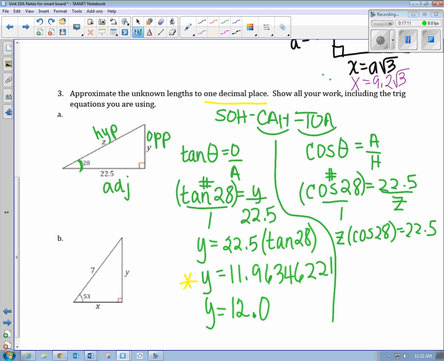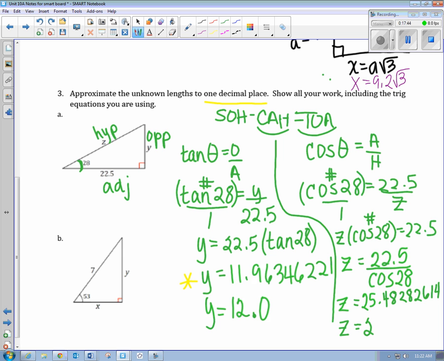I'm going to divide both sides by the cosine of 28. Remember, that's just a number. So this is 22.5 divided by the cosine of 28. So I'm typing that into my calculator just like I see it. 22.5 divided by the cosine of 28, which gives me 25.48282614, and to one decimal point, 25.5 for my final answer on that one.